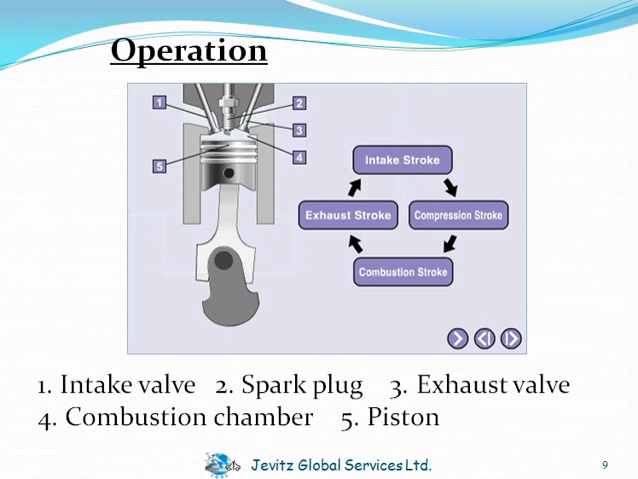of a gasoline engine. As we can see on the screen here, we can see a diagram of a piston, labeled number one, number two. Number one is the intake valve, number two is the spark plug, number three is the exhaust valve, number four is the combustion chamber, and number five, as labeled here, is the piston.